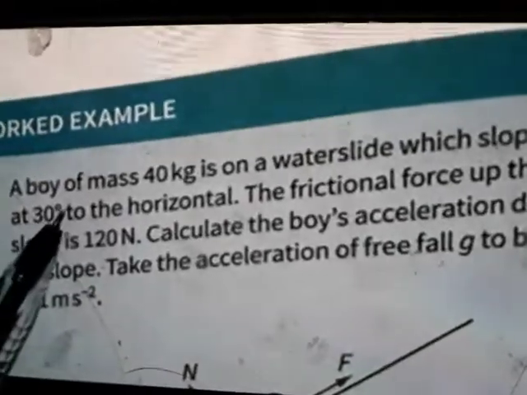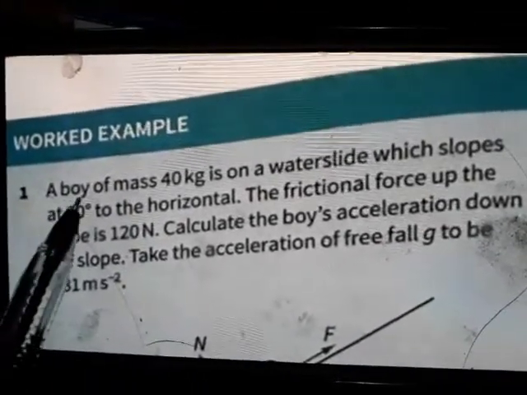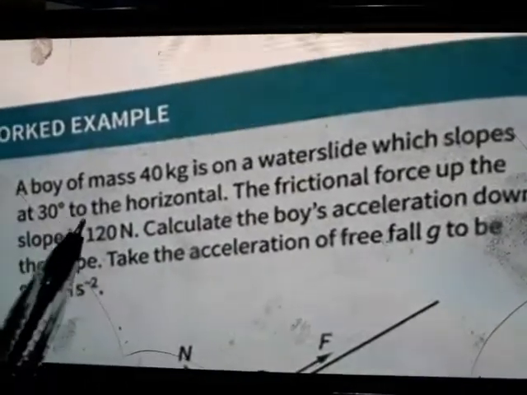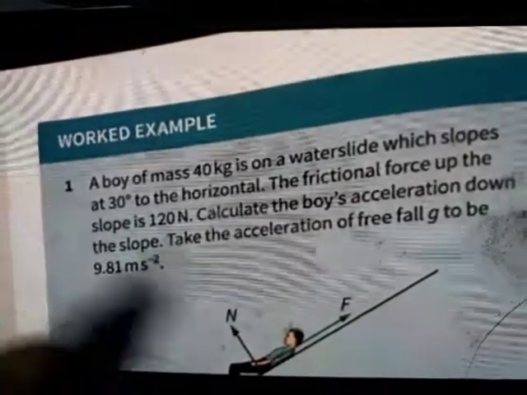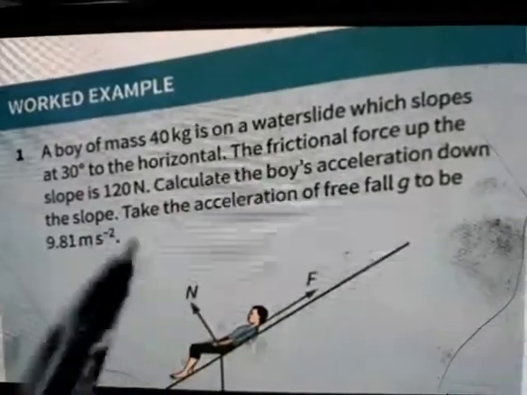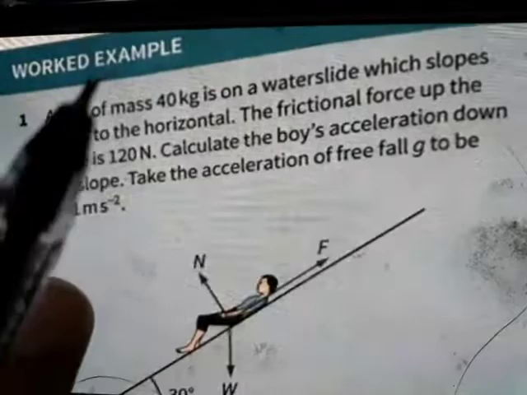Questions based upon the components of vectors. Suppose a boy of mass 40 kg is on a water slide which slopes at 30 degrees to the horizontal. The frictional force up the slope is 120 Newton. Calculate the boy's acceleration down the slope. Take the acceleration of free fall g to be 9.81 meters per second squared.